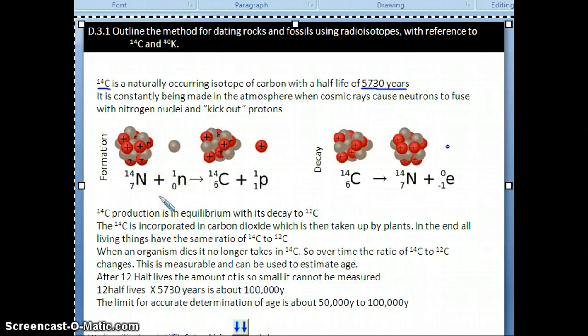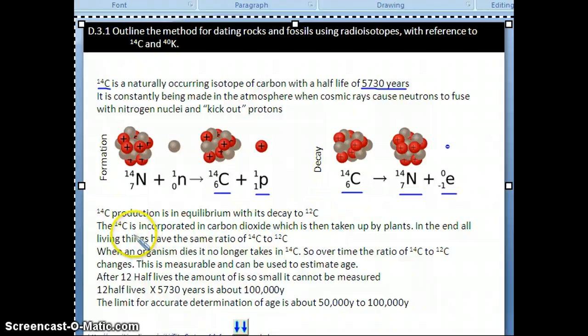Carbon-14 is produced in the environment by neutrons bombarding the upper atmosphere, nitrogen-14 being converted into carbon-14 with one proton being released. The decay of carbon-14 is also spontaneous and natural. Of course, it takes 5,730 years for half of it to decay, but carbon-14 is going to decay into nitrogen and a beta particle being released. Carbon-14 production is in equilibrium with its decay, so the carbon-14 to carbon-12 ratio stays the same.